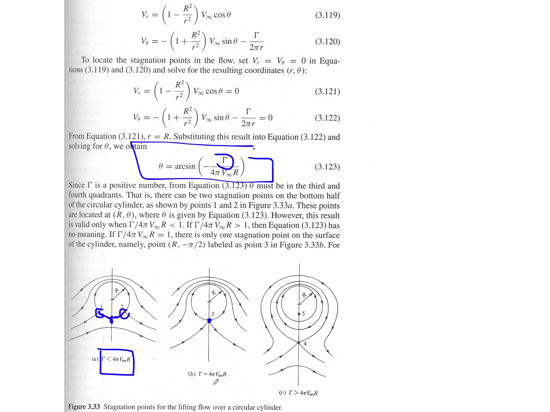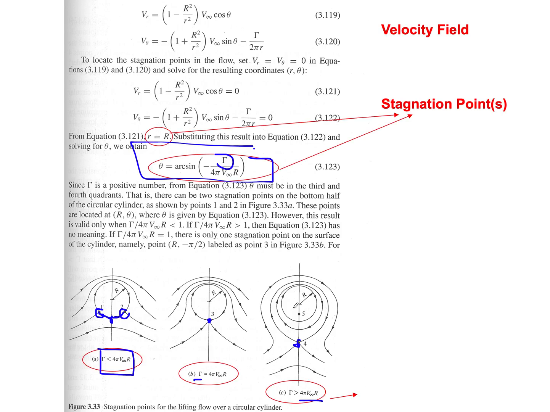And now, as I increase my spinning faster and faster, so my gamma is larger than 4 pi V infinity R, gamma is the strength of the vortex, so it spins faster and faster, the stagnation point leaves the body and now goes into the flow, which means you have a higher lift generation. So that's what the potential flow theory predicts will happen in a rotating cylinder. And we are now excited about finding what the lift is going to be. And here you can find what the radial location of the stagnation point is going to be.